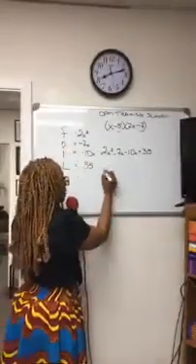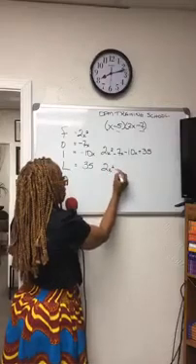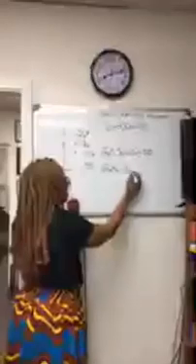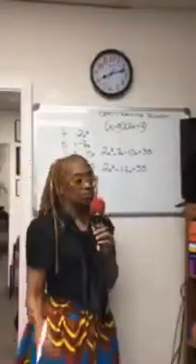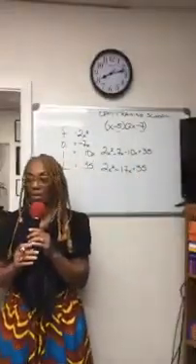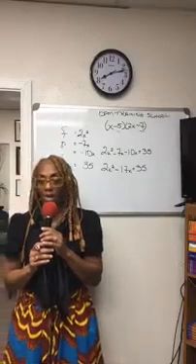So let's combine. We're going to have 2x squared minus 17x plus 35. And that's our final answer.